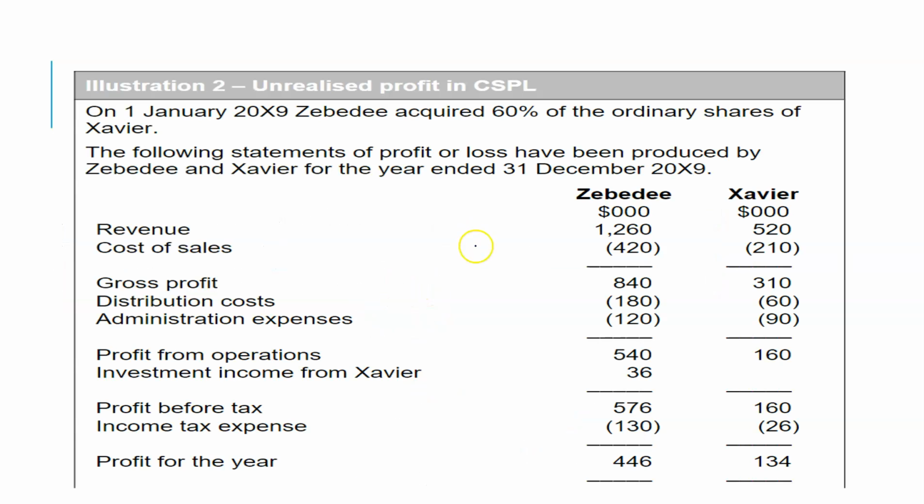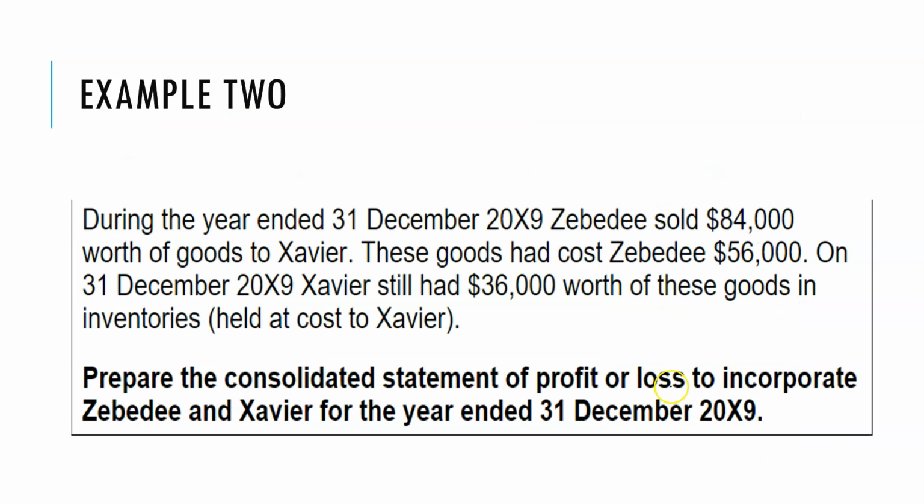Okay, great stuff. So let's look at this question here. It's an illustration. On the 1st of Jan, Zebedee acquires 60%, so he controls the entity. This has happened. This is great. So technically, I'm just adding all of these up, if you like. Investment income from Xavier. I cannot show this, but that's not going to happen.